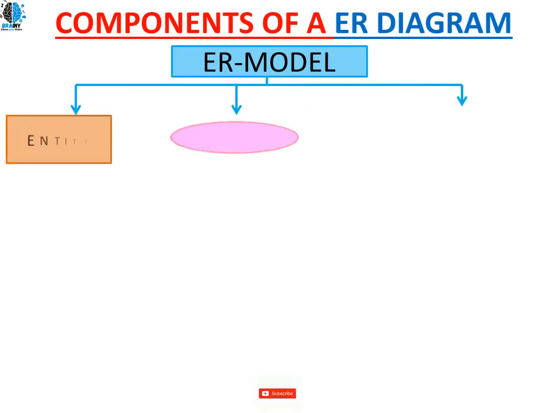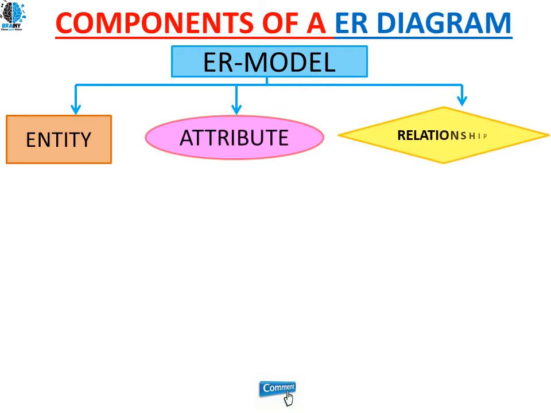So what are these components? Entity, attribute, and relationship. Every entity will be having attributes. What is an attribute? It's a characteristic of an entity. So I have three components of the ER model, that is entity, attribute, and relationship.